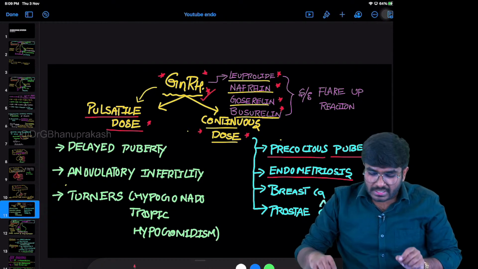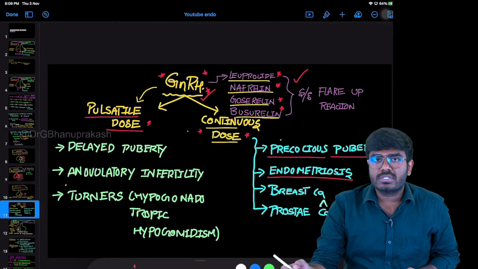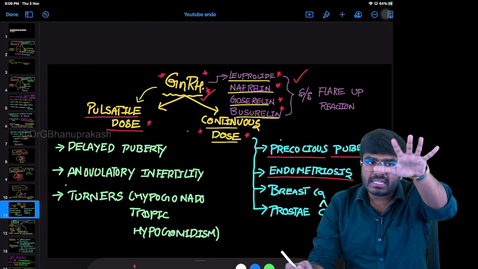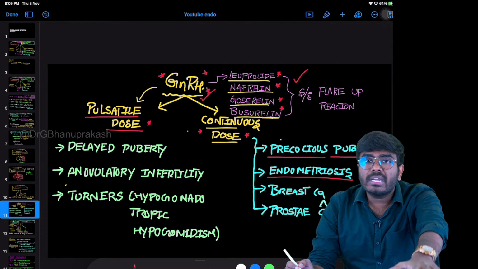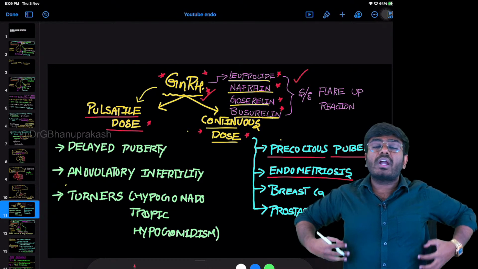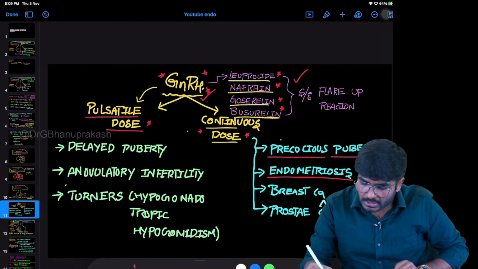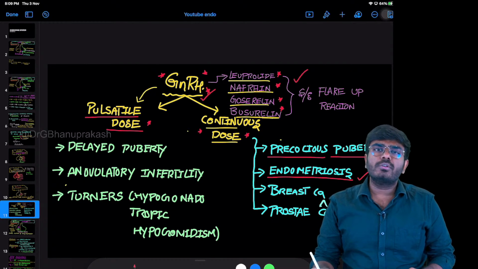So what you have to do? Give GnRH analogues in a continuous dose. FSH will come down, so that estrogen will come down. Whenever estrogen is coming down, the ectopic endometrium, whatever is there, will undergo atrophy. So it can be used for the treatment of endometriosis, true.